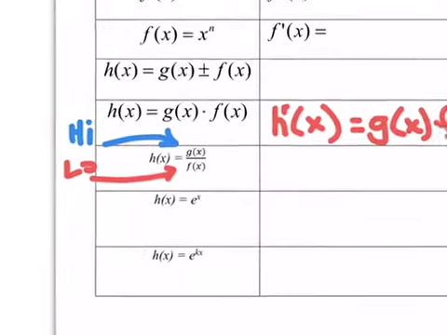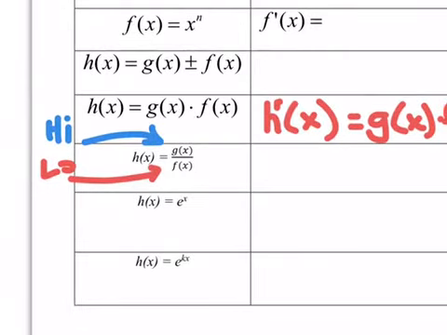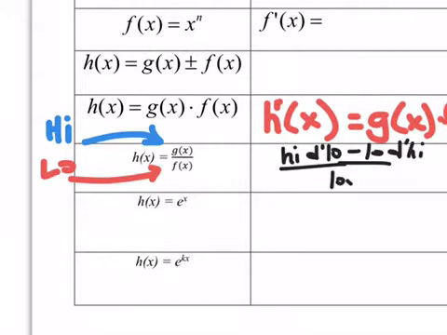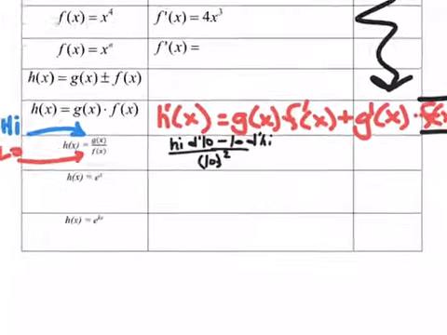Zoom in a little bit here. High d low minus low d high, all over the square of what's below. Okay, what does that mean?